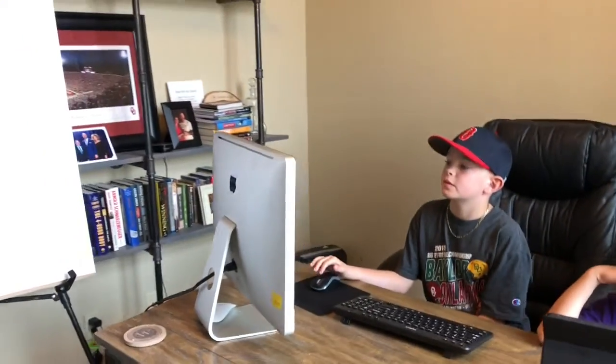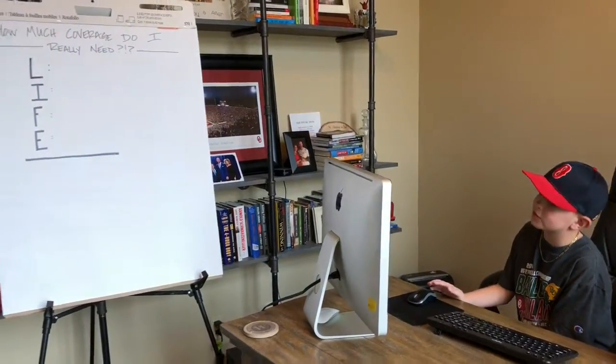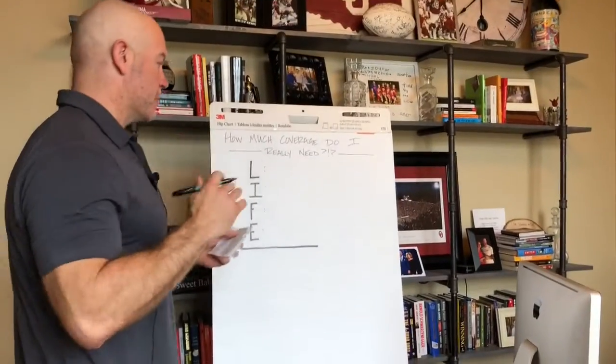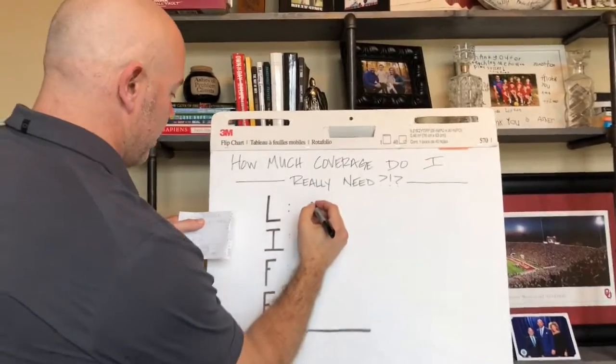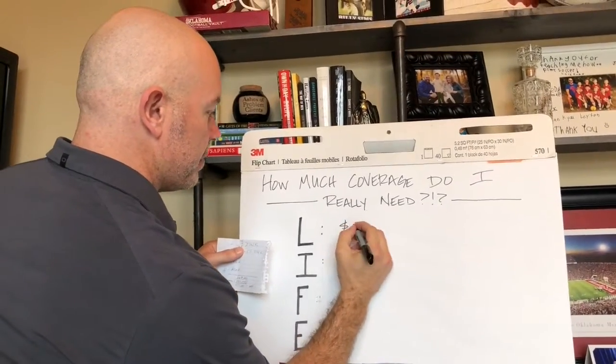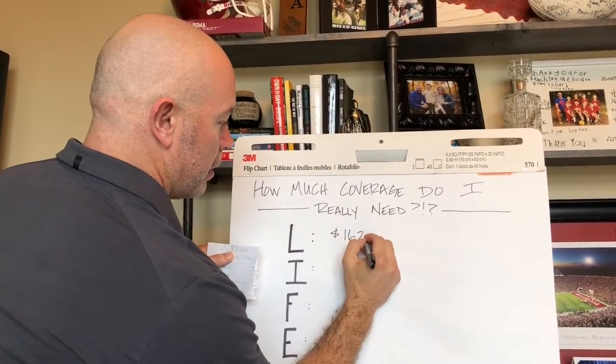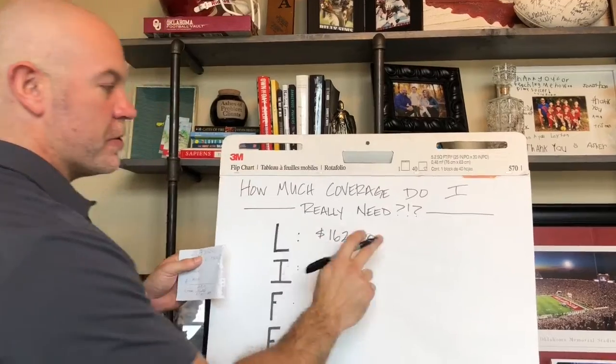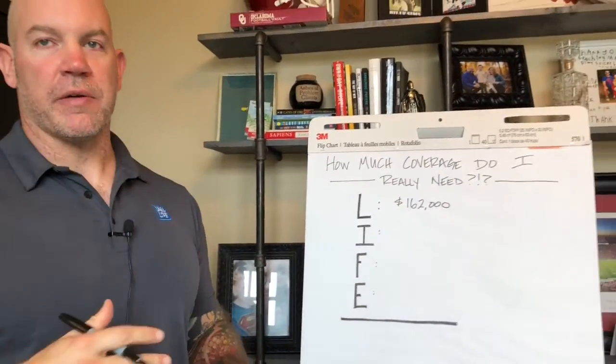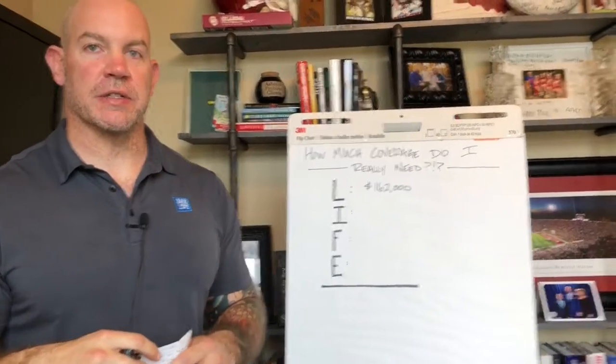What does that total out to? 162,000. 162,000. So 162,000 is what we put. Again, broad stroke. If I'm going to write a check today and wipe off all the debt, I need to write a check for 162,000.